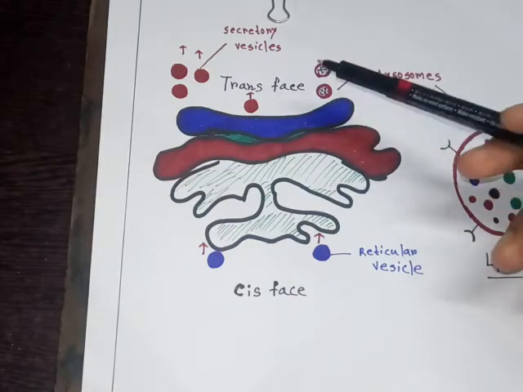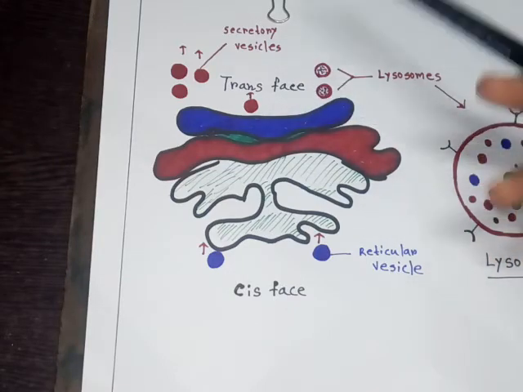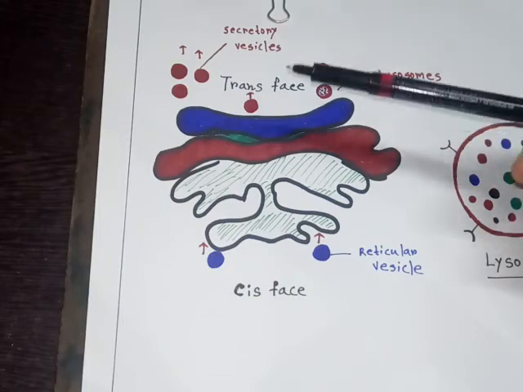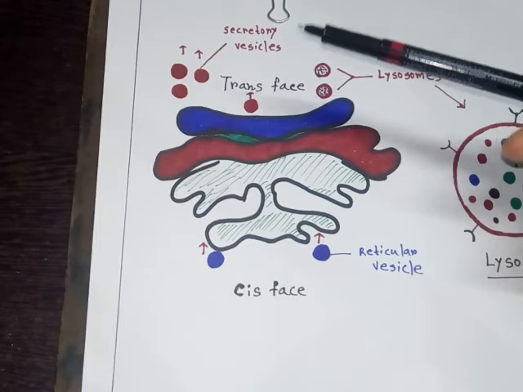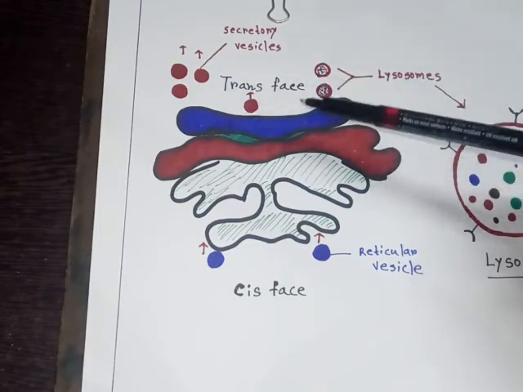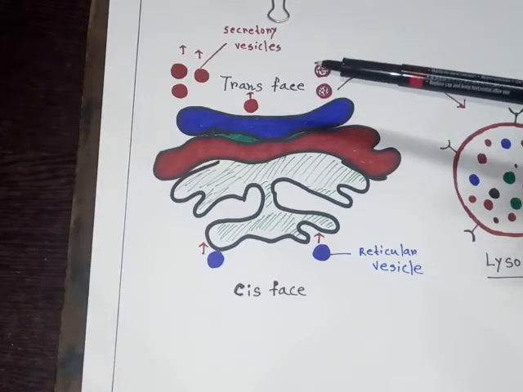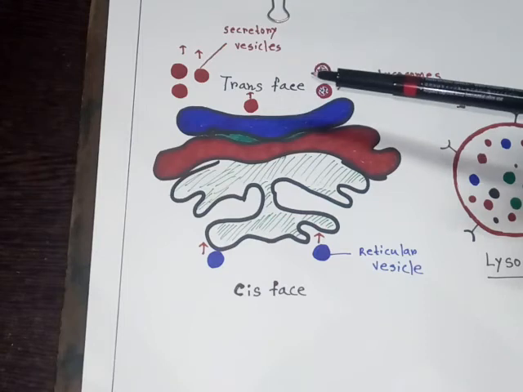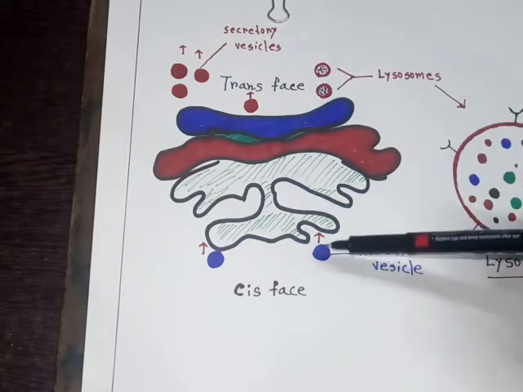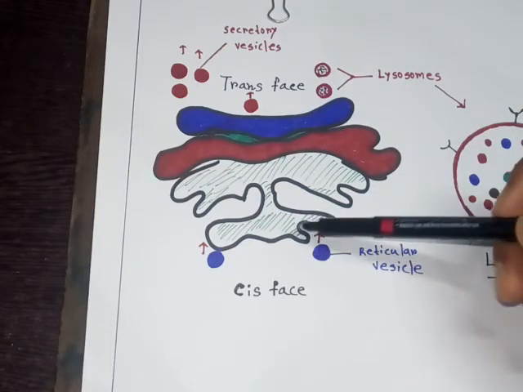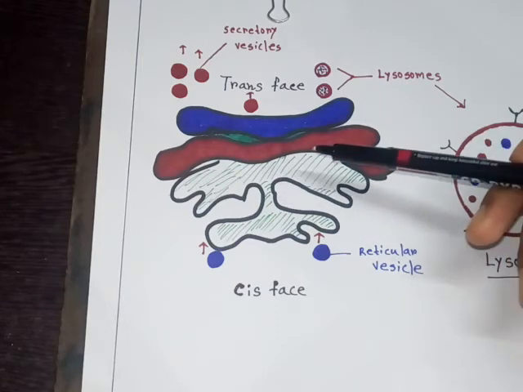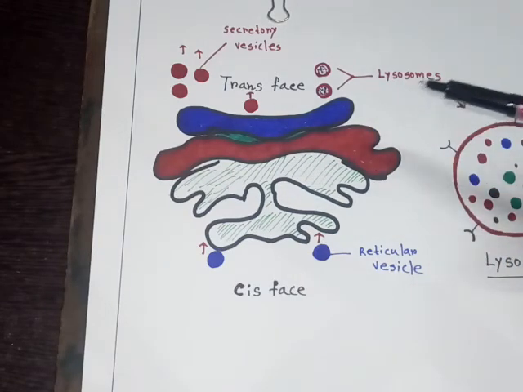outside the cell membrane or inside the cytoplasm. Secretory vesicles contain secretory products. Secretory products means it will be enzymes, etc. Okay, so we completed the modification, we completed the packaging as secretory vesicles. Now what? There will be a labeling.